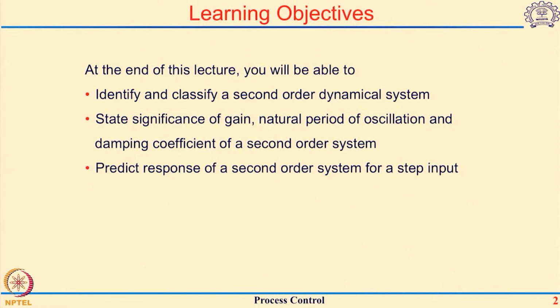So at the end of this part of the lecture, the objectives are that you should be able to identify as well as classify a second order dynamical system. For the second order systems, there are three parameters. One is the process gain, natural period of oscillation, and the damping coefficient. So you should be able to tell the significance of each of those for the system at hand. And lastly, you should be able to predict how a second order system responds to a step change. So let us start with what characterizes a second order dynamical system.